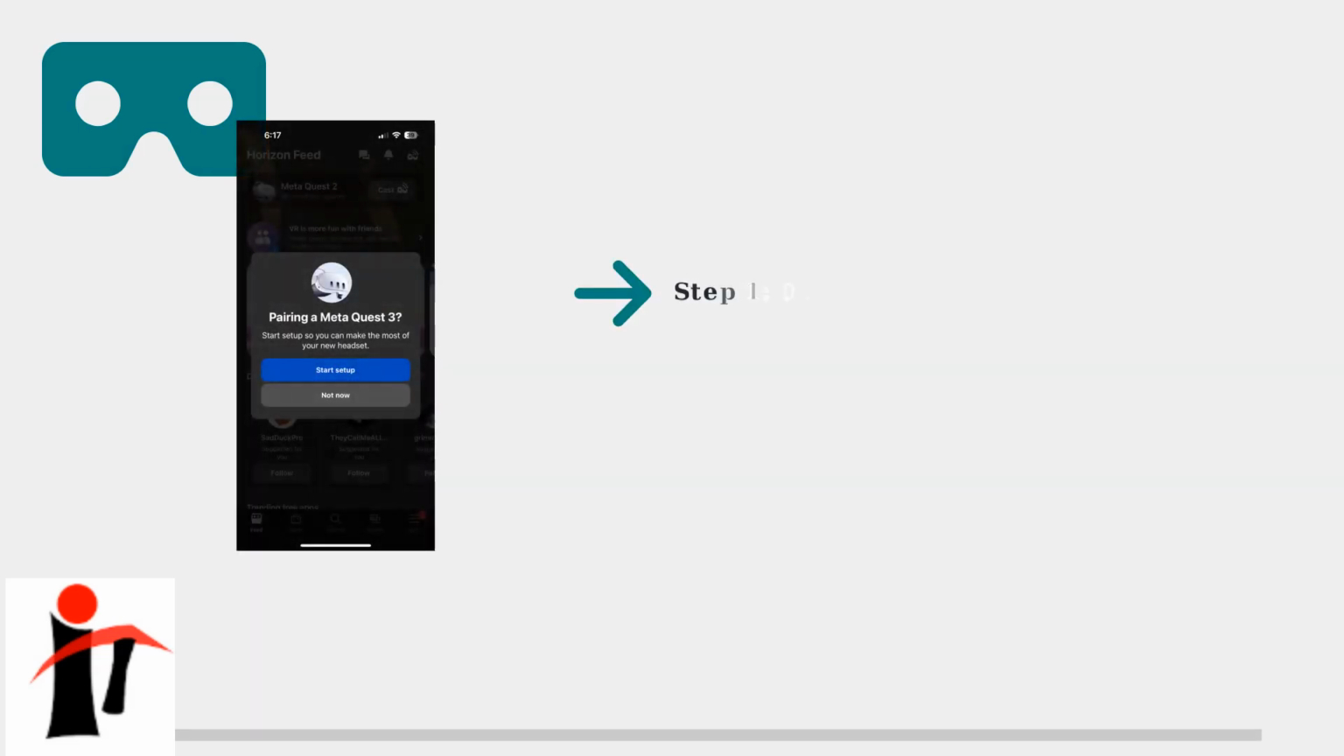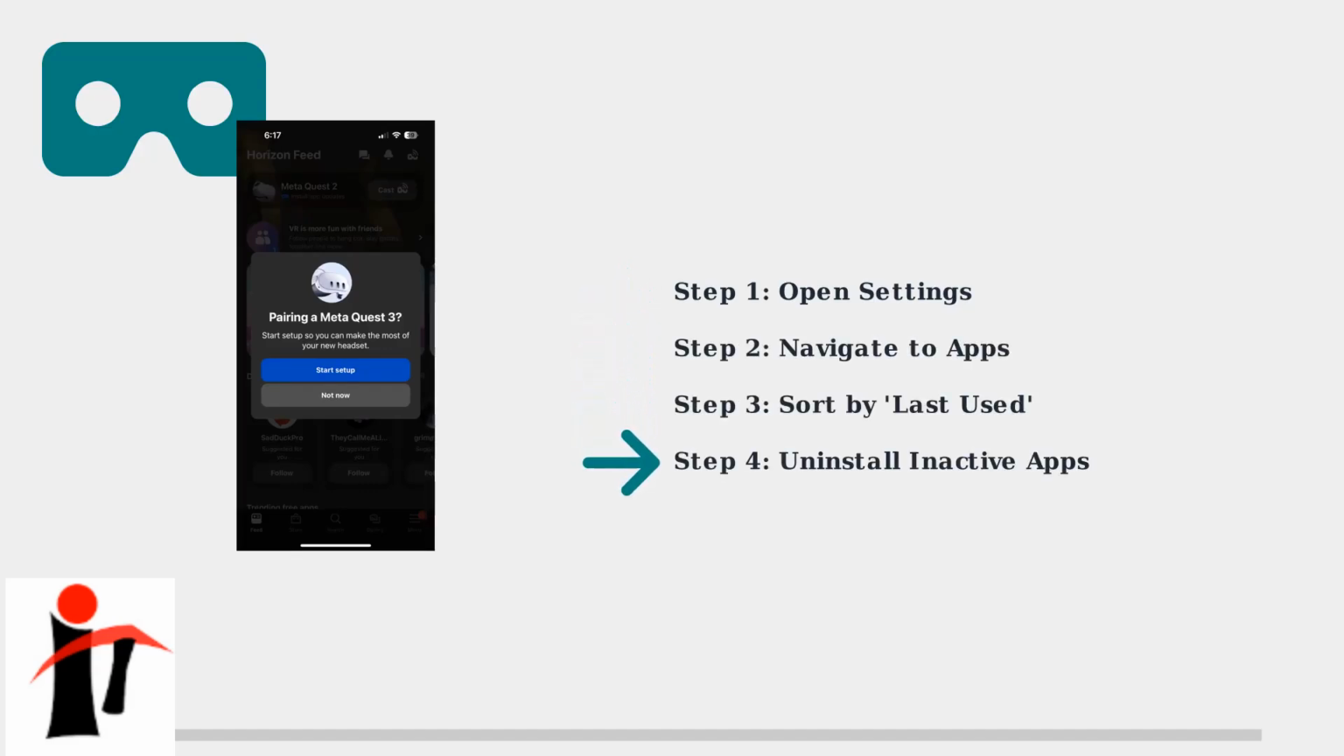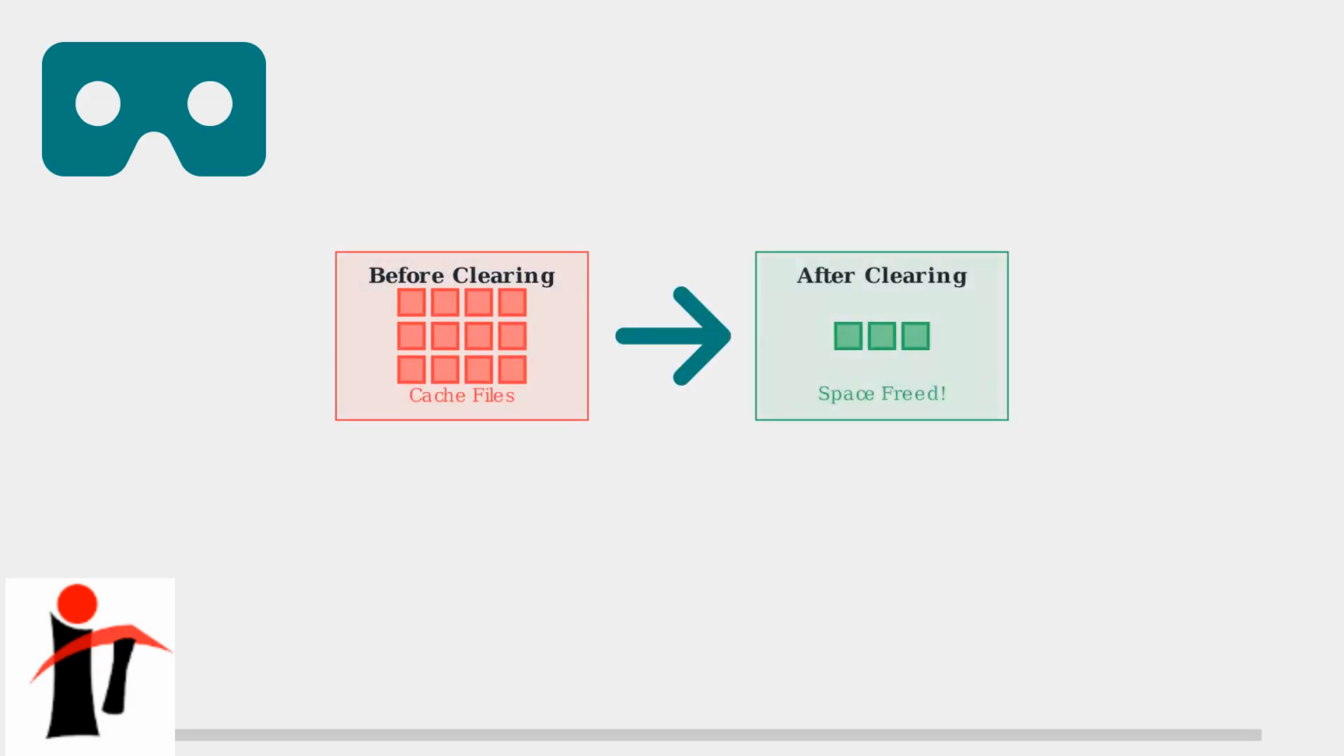Now let's get to the immediate solutions. Start by uninstalling unused apps. Go to Settings, then Apps, and sort by last used to easily find inactive applications taking up valuable space. Next, clear your cache. You can clear cache for individual apps in their settings, or clear system-wide cache through the storage settings. This removes temporary files that are safe to delete.